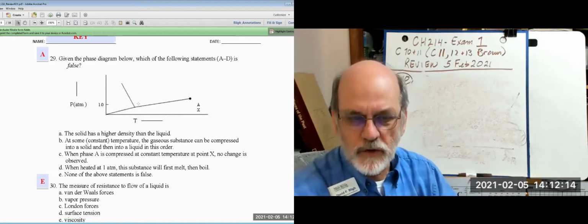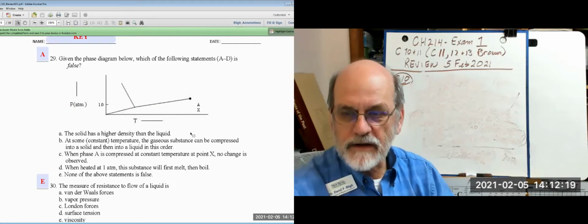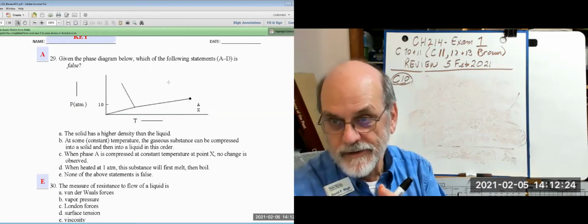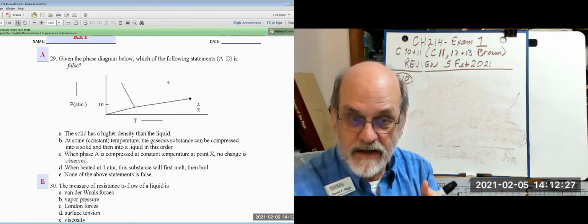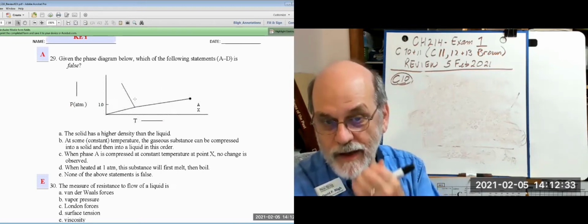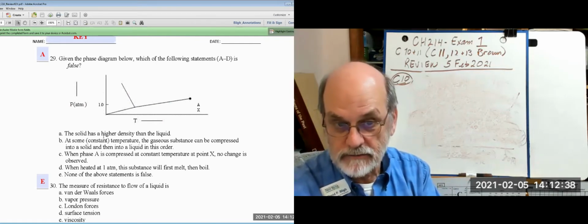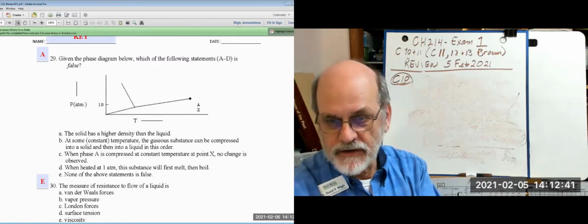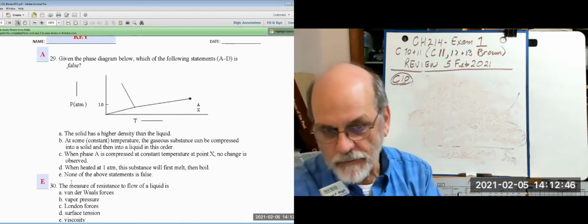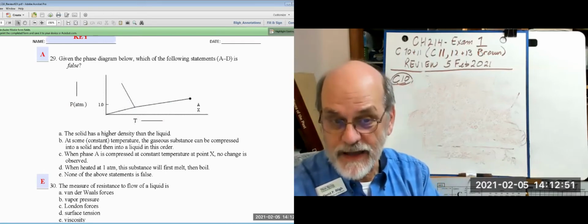So which one of these is true? The solid has a higher density than the liquid. Well, if the solid has a higher density than the liquid, we would expect this slope to be positive. We know that water, the solid, is a lower density than the liquid. And we would expect this diagram to be not similar to water in this case. So A would appear to be false. And that means E is wrong. But what about the others? I mean, that's the best answer I can give for A, but what about the others?